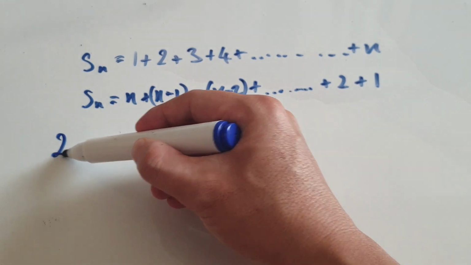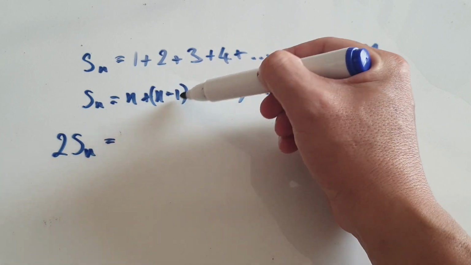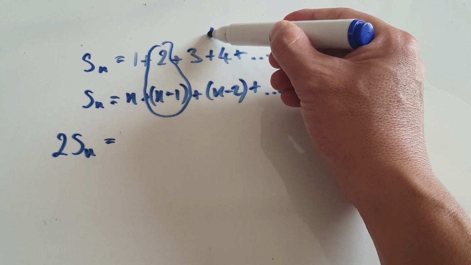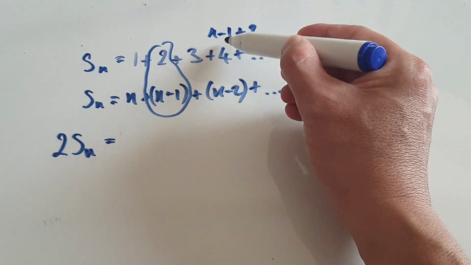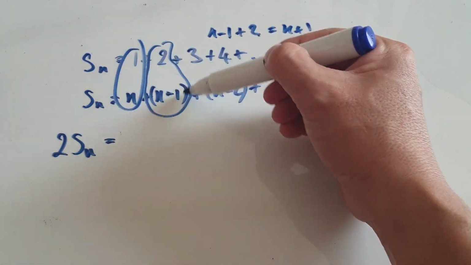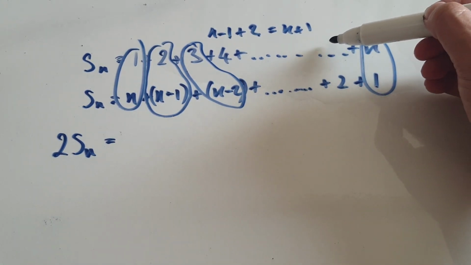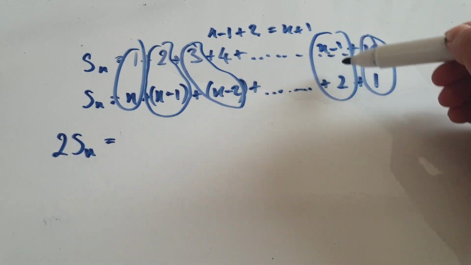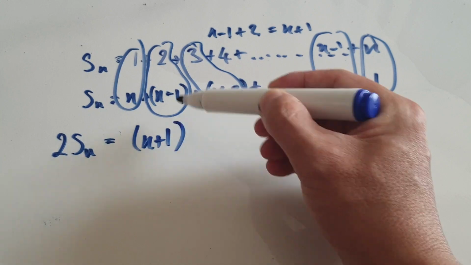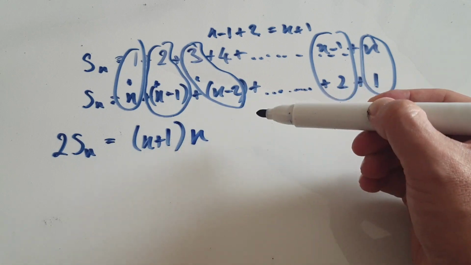So two lots of Sn equals, well, this will be n plus 1. This here will also be n plus 1, because if you look at this, n minus 1 plus 2, single number, it actually equals n plus 1. So this will be n plus 1, this will be n plus 1, and this one here, n minus 1, this will be n plus 1 as well. So it's going to be n plus 1, and then there's going to be 1, 2, 3, 4, 5, up to n lots. You're going to have n lots there.